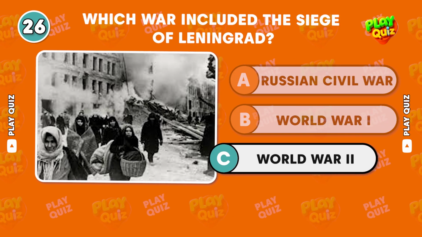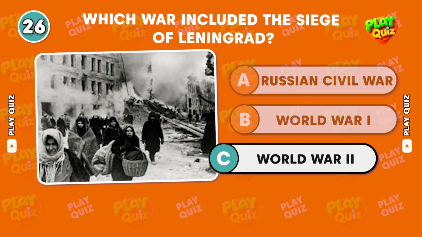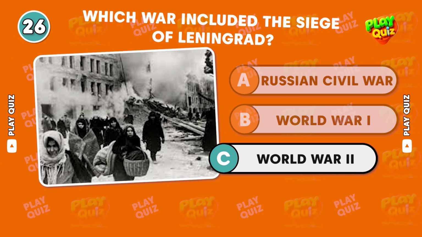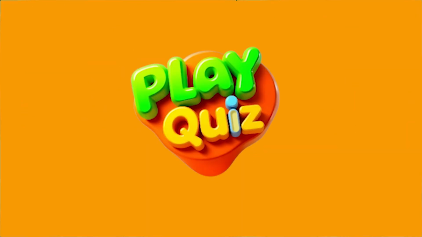Correct answer, World War II. The Siege of Leningrad, 1941 to 1944, lasted 872 days and resulted in over 1 million civilian deaths.